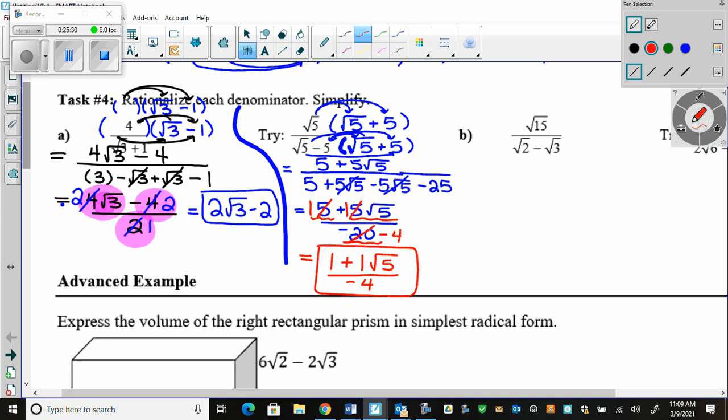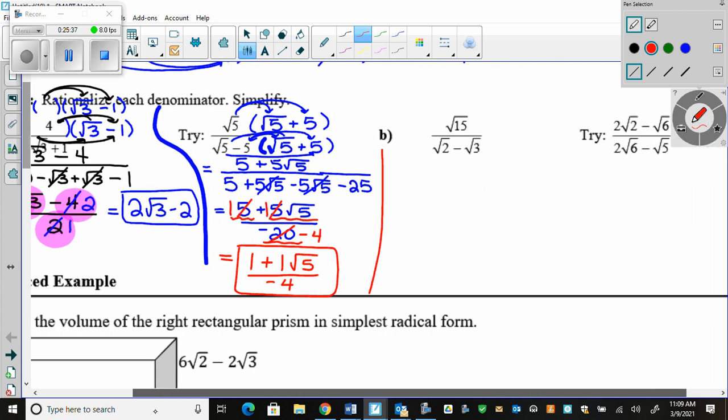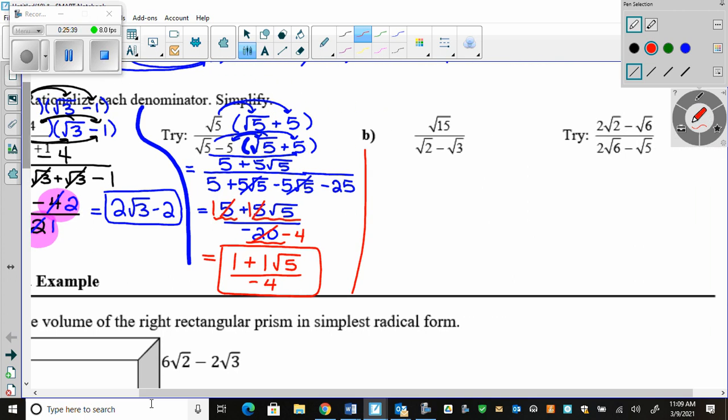Then we're going to do B. B has root 2 minus root 3. So I'm going to multiply by the conjugate, which is root 2 plus root 3, top and bottom.